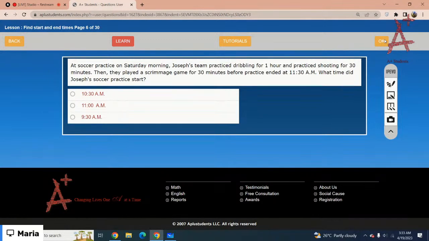It would be 9:30. Got it? You have to go back 2 hours, so it would be 9:30.